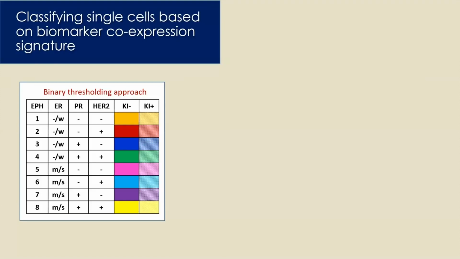Since the MXIF, or the multiplexing measured expression levels of ER, is quite weak or low, we could only differentiate between the ER negative weak from ER moderately and strongly stained cells.